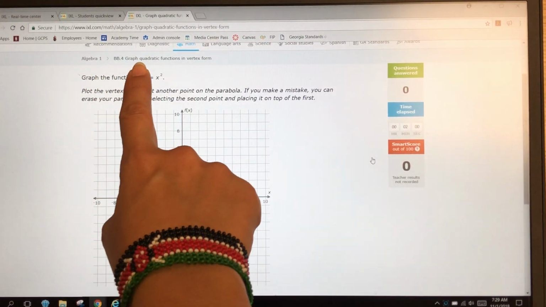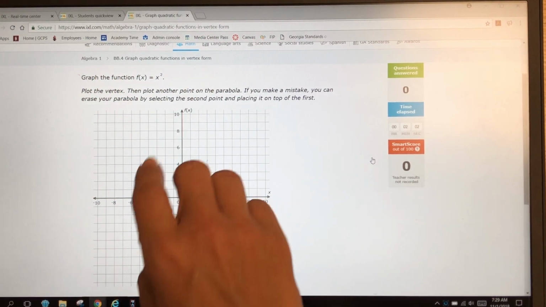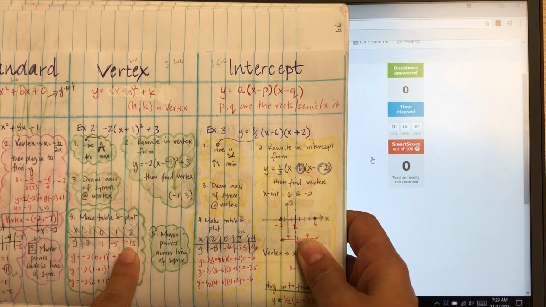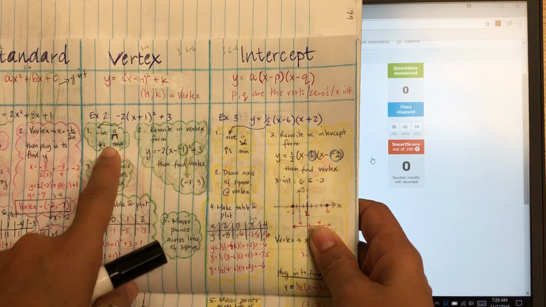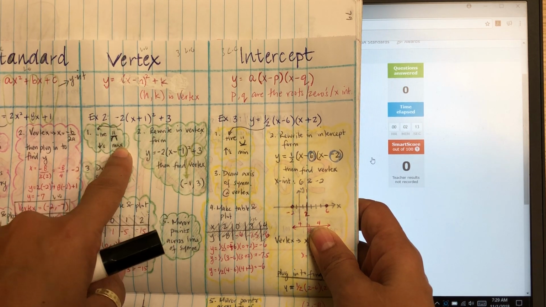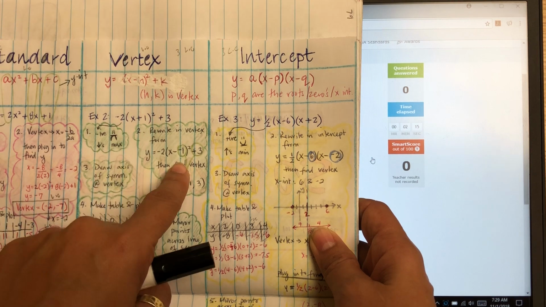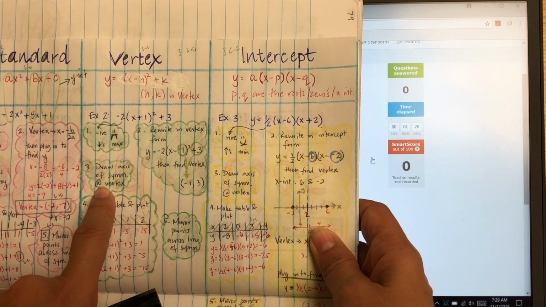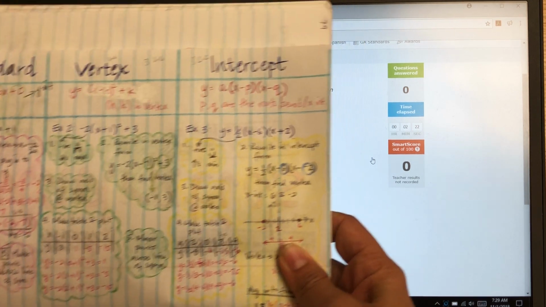Right, so I want to take a look at graphing quadratic functions in vertex form, okay? So that means that I need to take my notebook and look at vertex form. The key things are going to be to know whether it's a maximum or minimum, or rather whether it's a downward curve or upward curve, rewriting the vertex, finding the vertex, then drawing the axis of symmetry, and then mirroring the points. Okay, so that's what we're going to do.